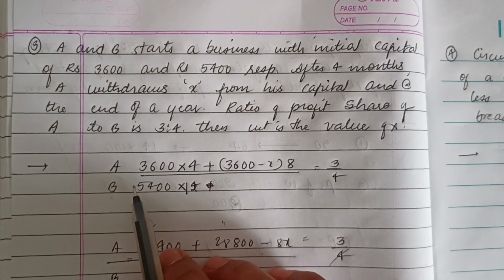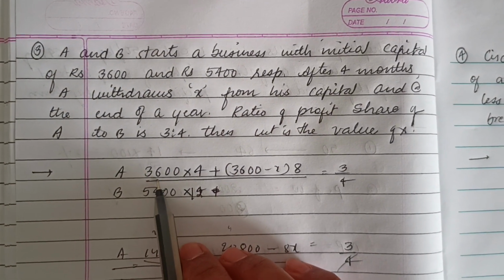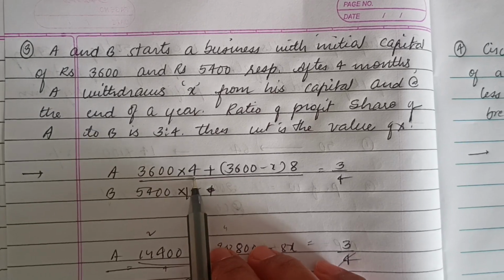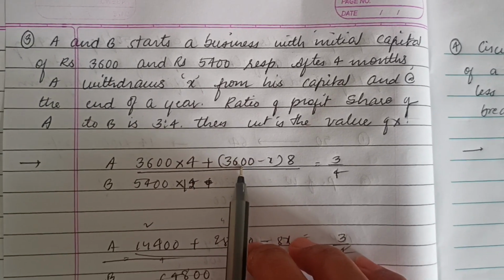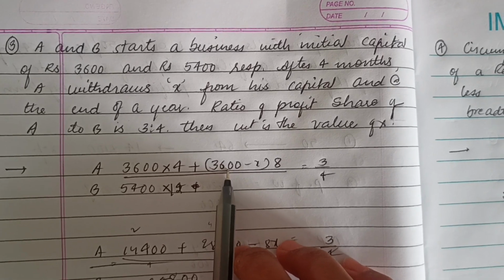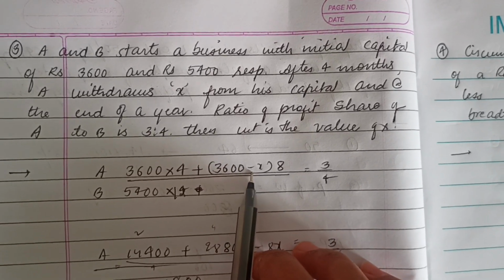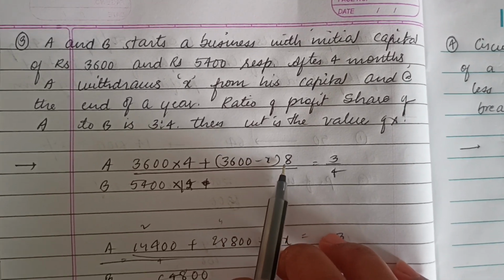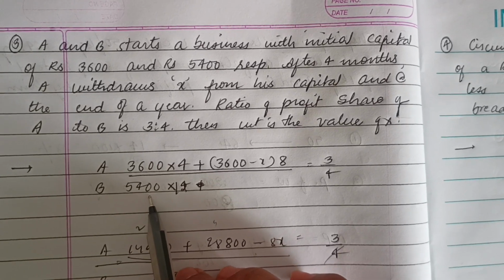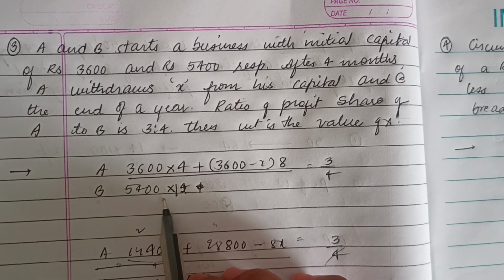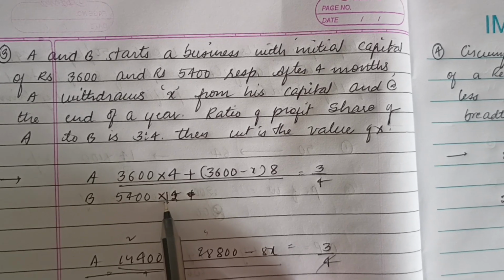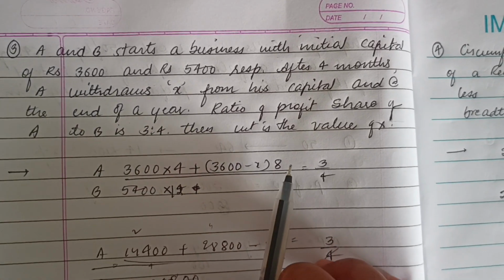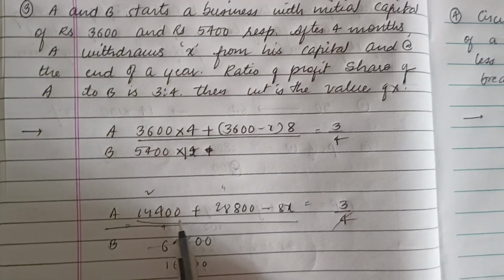So we know that he is investing 3,600 and it will be invested for 4 months. Later he withdraws some amount from the initial capital. So I have written 3,600 minus X, and that will be done for 8 more months. Then divided by 5,400, and B will invest for the entire year. That's why I have multiplied with 12. So then the profit ratio will be 3 by 4.